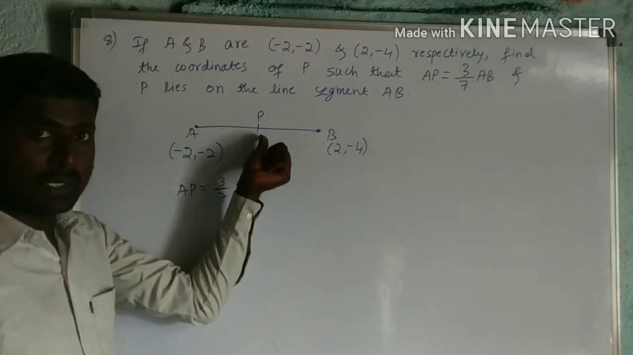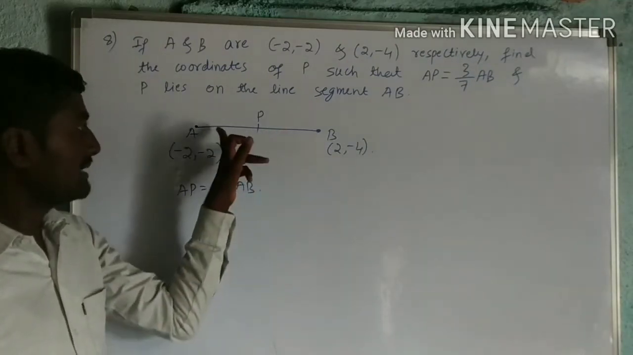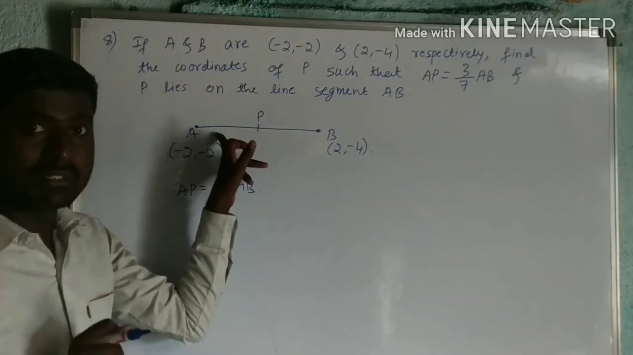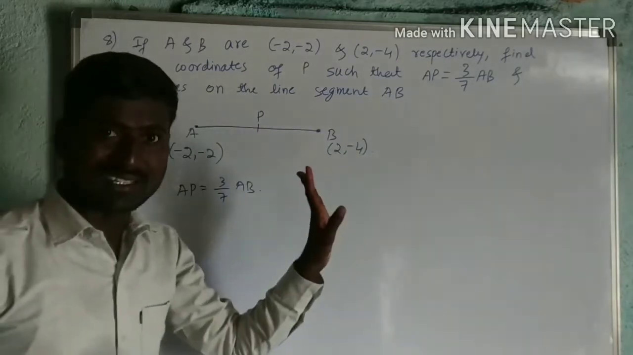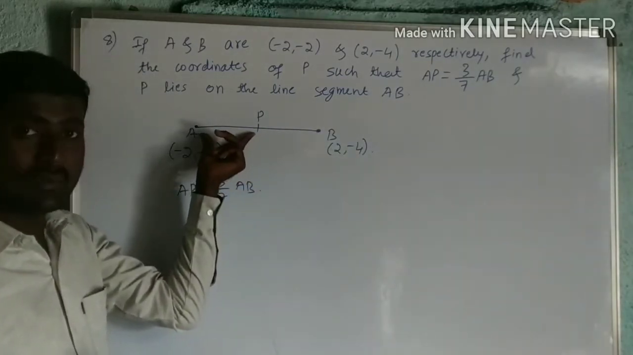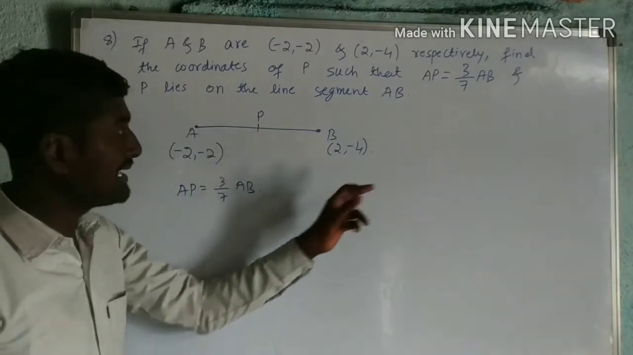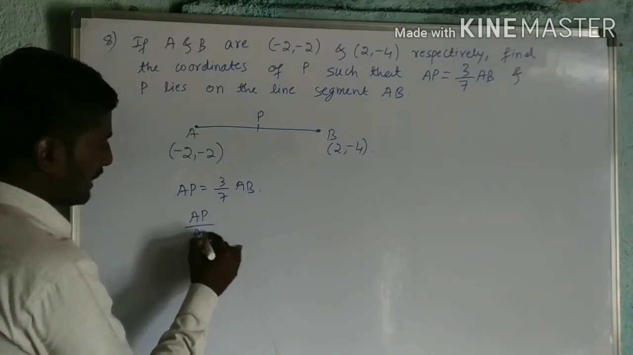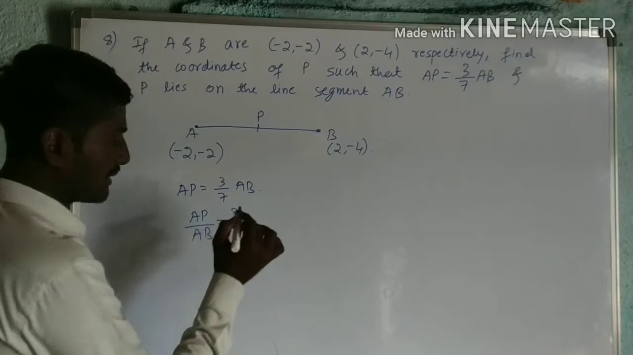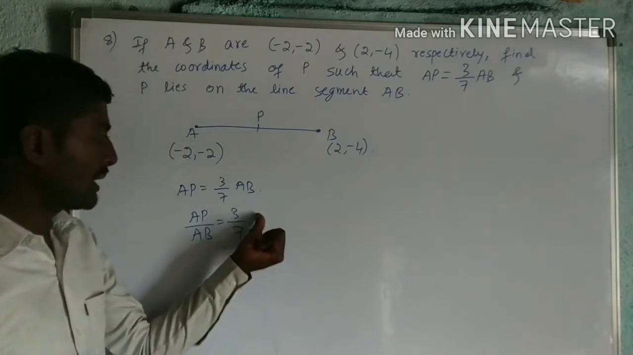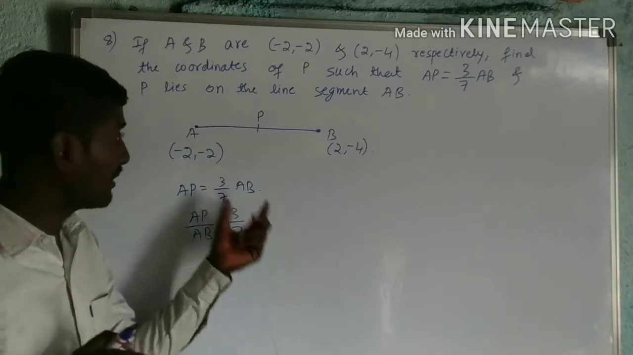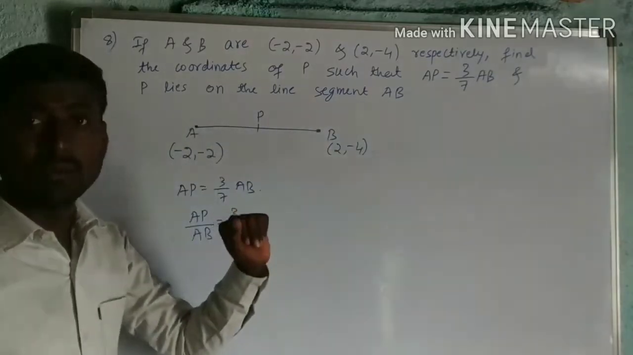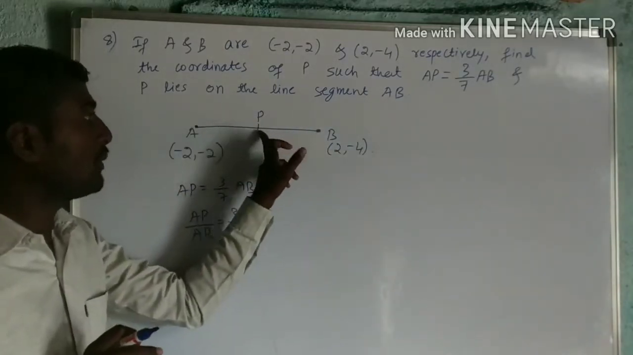To find the point P, they must give the ratio, that is AP divided by PB. You must keep it in mind that the ratio M1 is to M2 is nothing but AP divided by PB. But here they have given AP is equal to 3/7 AB. It means AP divided by AB is equal to 3/7. It doesn't mean that M1 divided by M2 is equal to 3/7, because here AP divided by AB is given, but I don't want it. I want AP divided by PB.